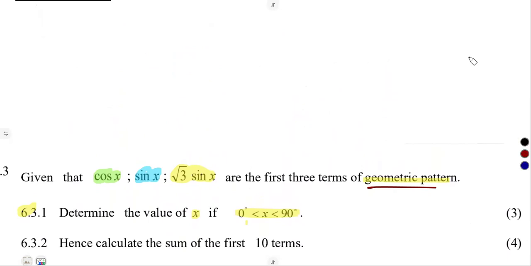That's where you find what? The reference angle. So it's part of your reference angle. There's no need for general solutions. Just solve. So how can we solve for x now? They told us it's a geometric pattern. Remember what I told you guys?